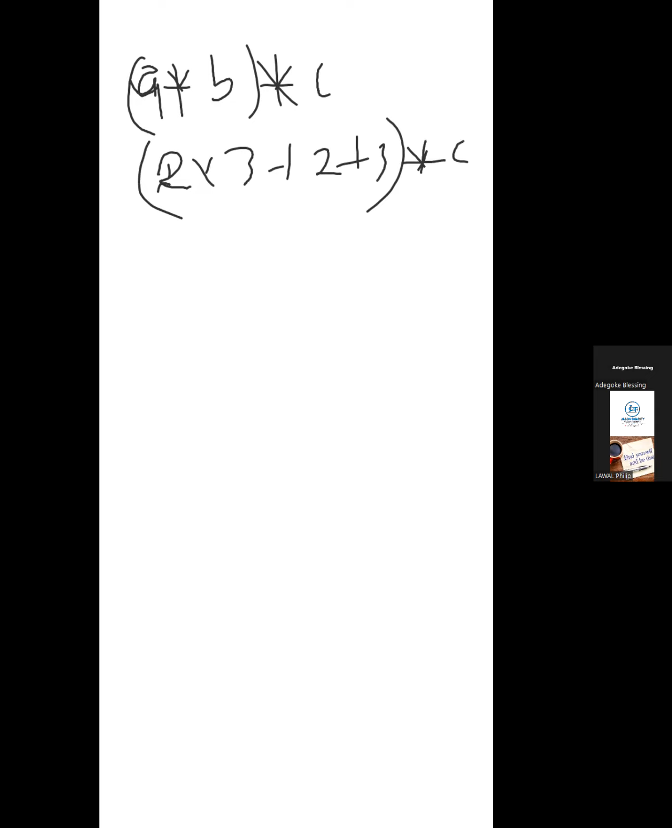So 2 times 3 is 6. 6 plus 2 is 8. 8 plus 3, that will be 11. So I'll write 11 star C. And my C is 1. So I will just say 11 times 1 plus 11, then plus 1. That's what we get. So 11 times 1 is 11. 11 plus 11 is 22.